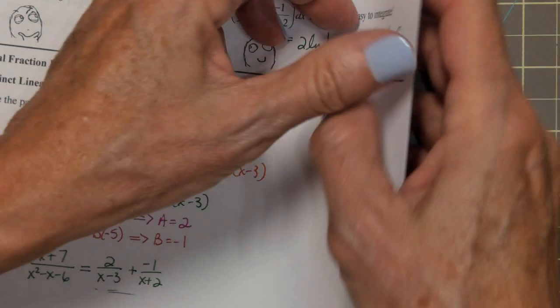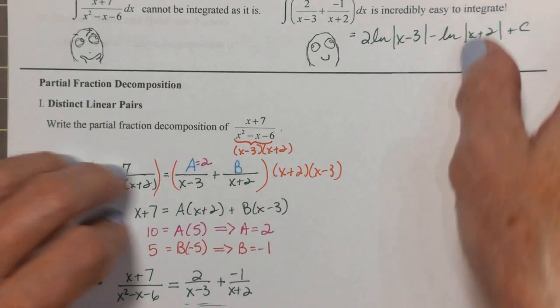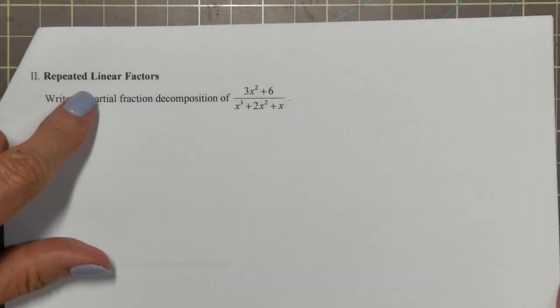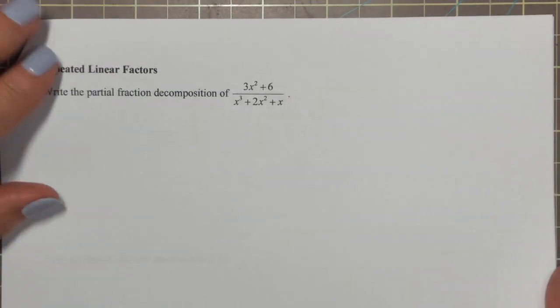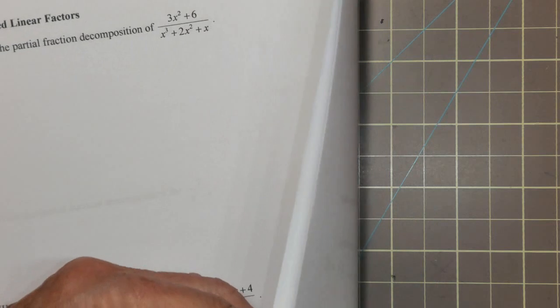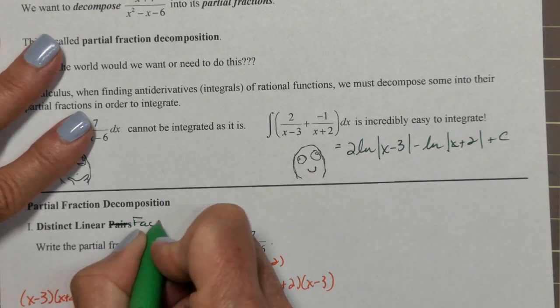All right. So that's the first type, where you have distinct linear factors. Let's do another type. Let's do where we have repeated linear factors. I bet you that said factors instead of pairs. I don't know why I said pairs. I need to go fix that. I think that should be factors.